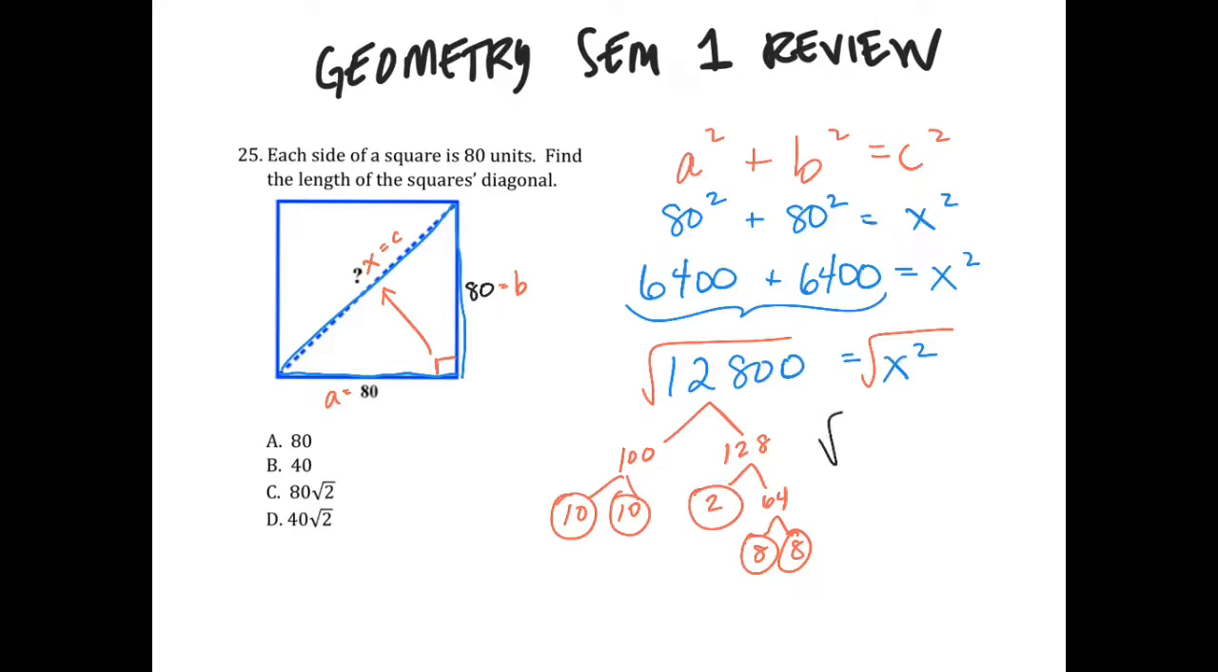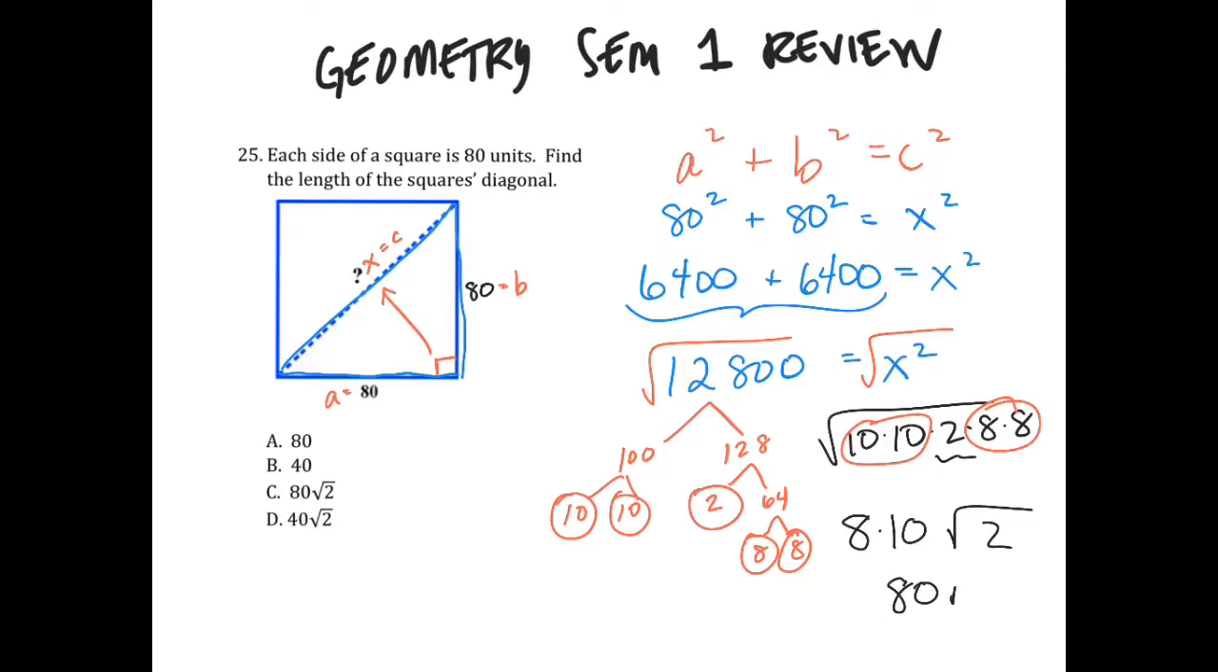So I know that that number could be the same thing as saying 10 times 10 times 2 times 8 times 8. I notice that I have doubles of the 10, so that can come to the outside. I also have doubles of the 8, so that can come to the outside. And then the 2 has no friends, so he stays inside. So 8 times 10 is 80, radical 2, and that's where we'll stop. So the best answer choice is C.